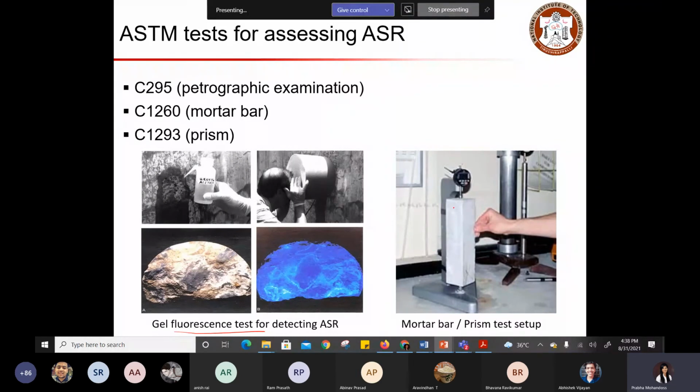You can prepare a prism and measure the length of this prism over time, and the change in length indicates the severity of your ASR attack, because ASR attack deteriorates the concrete, so you may observe a reduction in its length, or you may observe an increase in length. So depending on that, you can find out the deterioration mechanism.